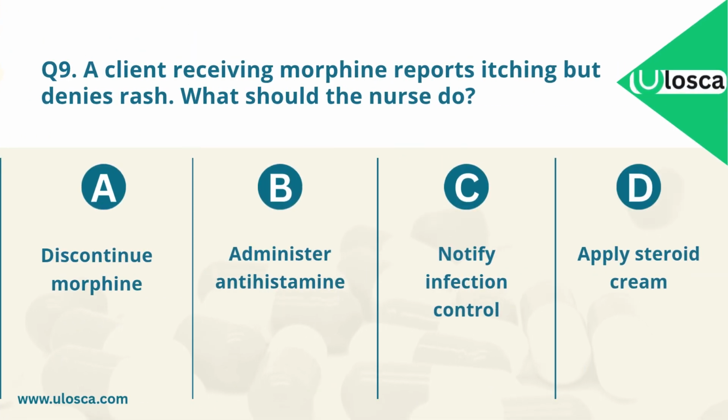Question 9. A client receiving morphine reports itching but denies rash. What should the nurse do? A. Discontinue morphine. B. Administer antihistamine. C. Notify infection control. D. Apply steroid cream. Which one is the correct answer?